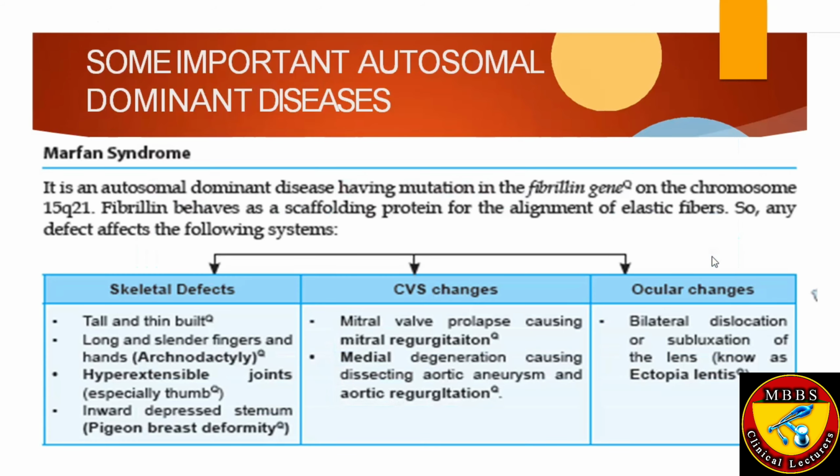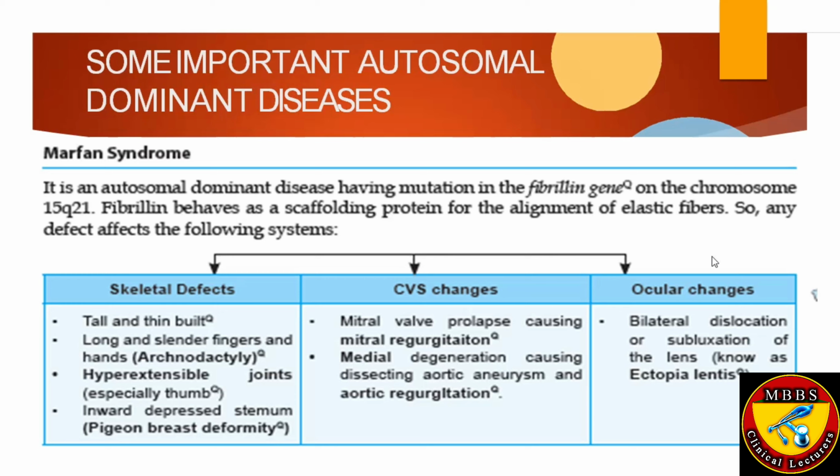Some important autosomal disorders: if we discuss Marfan syndrome, actually it is an autosomal dominant disease having a mutation in the fibrillin gene on chromosome 15q21. Fibrillin behaves as a scaffolding protein for alignment of elastic fibers. So any defect affects the following systems, first the skeletal system.